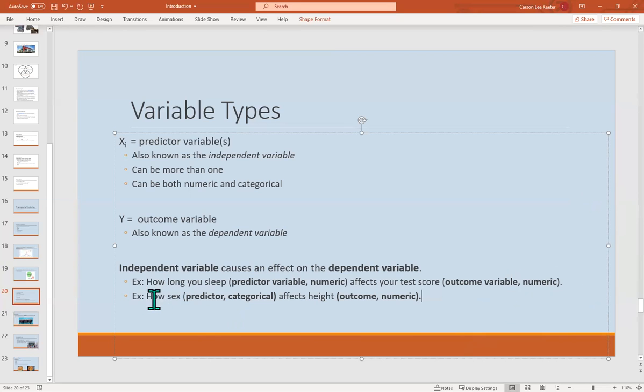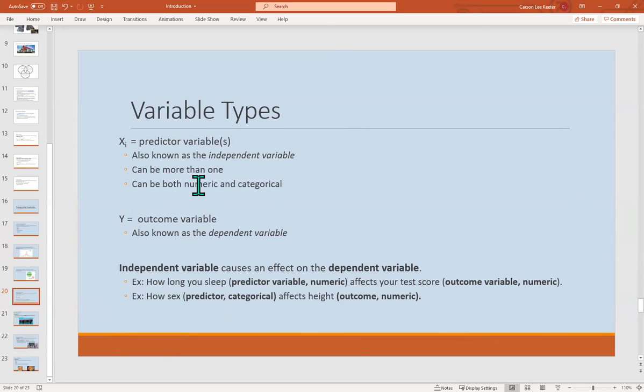And then the second kind of example here, how sex, which is our predictor variable, and it's categorical, it's male and female, affects height. Okay. And that's the outcome, and that's numeric. Easy enough. And in this case, this would be a little t-test. Okay. Again, no big deal if you don't recall that, but good on you if you kind of figured it out.